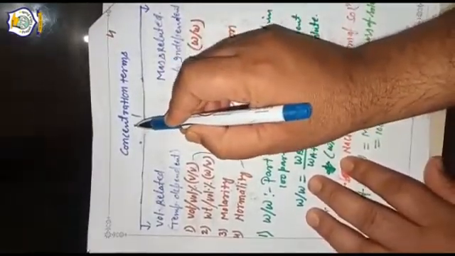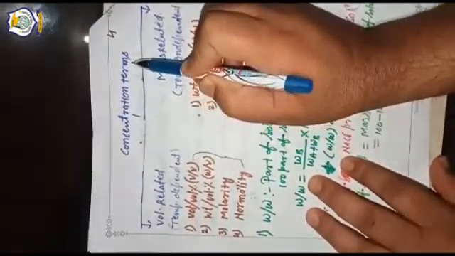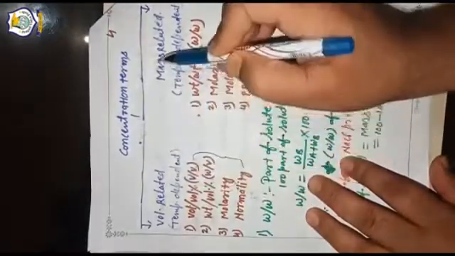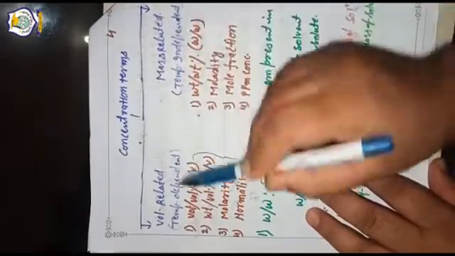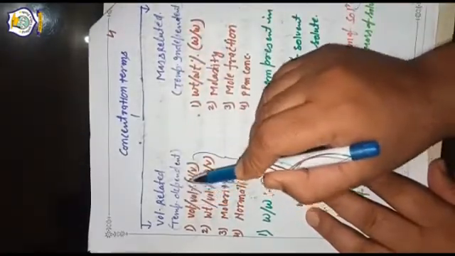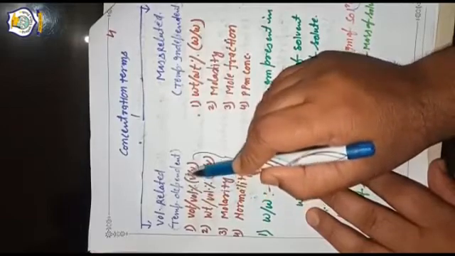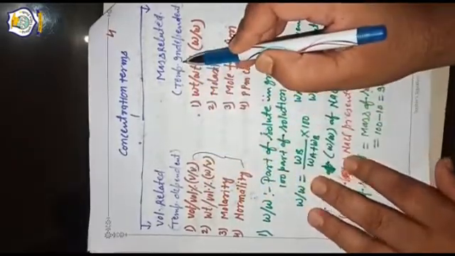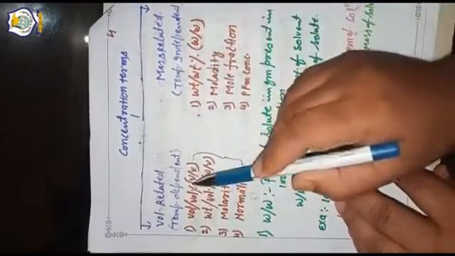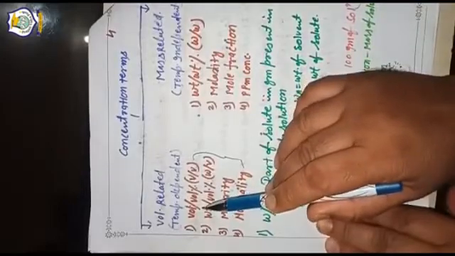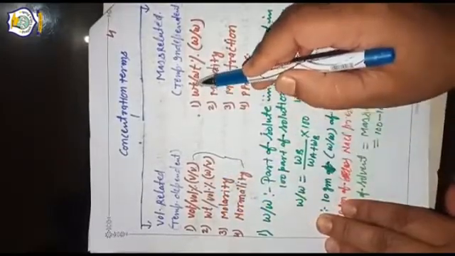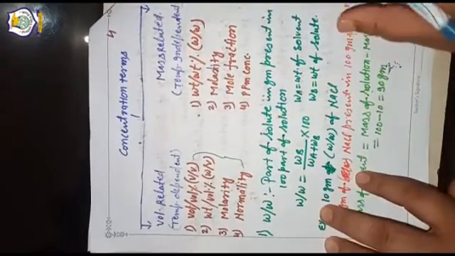Now I will explain the concentration terms of solution. The concentration terms of solution are further classified in 2 categories. One is volume related, second is mass related. Volume related terms or units depend upon temperature, and mass related units are independent of temperature. Volume related units are these, and mass related units are these. These concentration units are explained one by one.